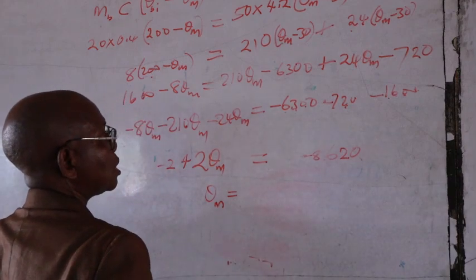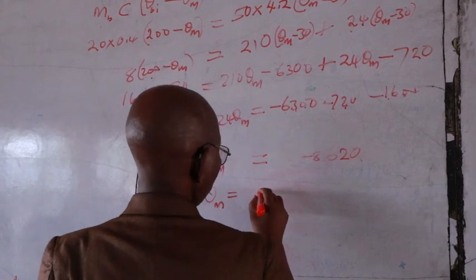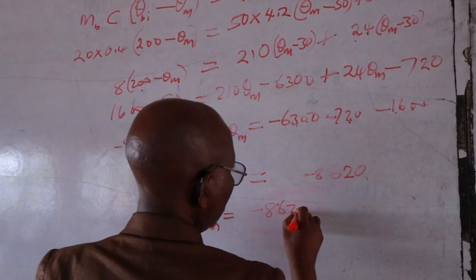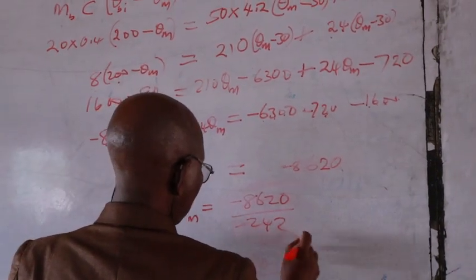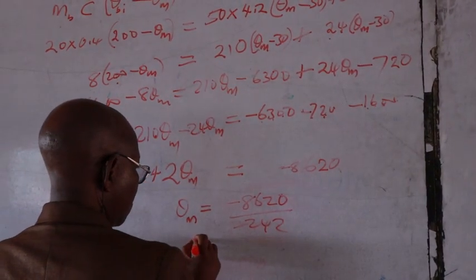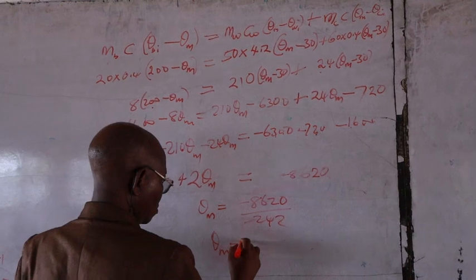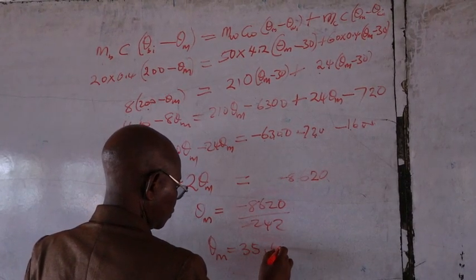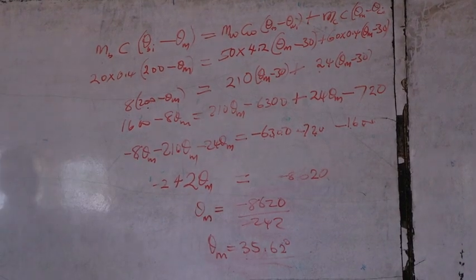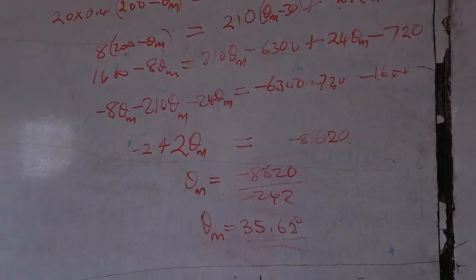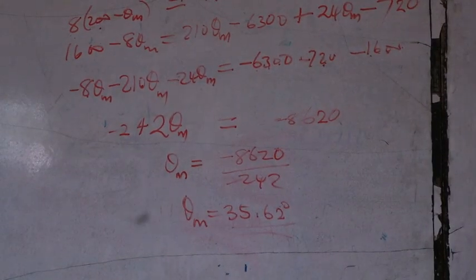Now, the next one, you now divide by minus 242. Yes, and what is it? Theta m equals what? 35.62 degrees Celsius. That is the mixture's final steady temperature. Is that clear? Yeah. Degrees Celsius.